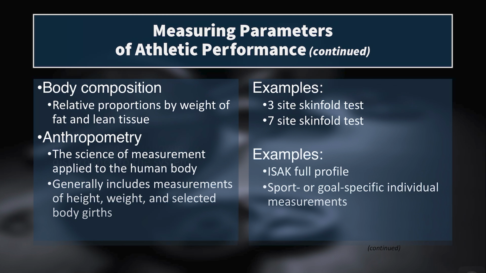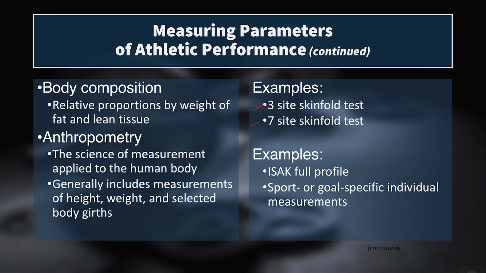Okay, next we have two of what are more descriptive tests or testing areas. They're not exactly performance oriented. However, they do play a big role in athletic performance. The first is body composition, and this would be the relative proportions by weight of fat and lean tissue.